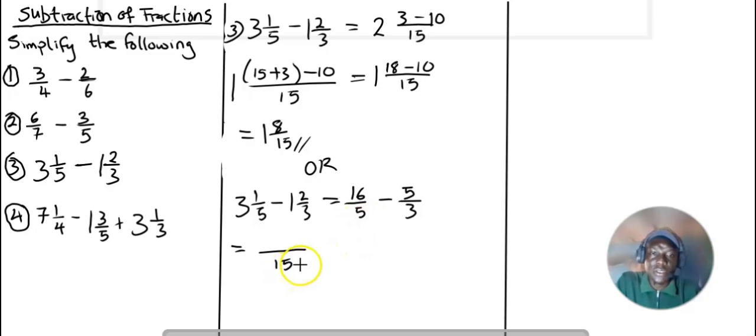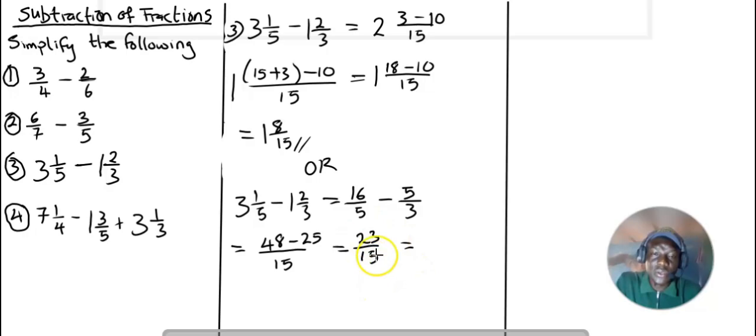5 in 15 is 3. 3 times 16 is 48. So you have 48 minus 3 in 15. That's 15 divided by 3 will give you 5. 5 times 5 will give you 25. So 48 minus 25. And this will be equal to 48 minus 25 will give you 23 over 15.